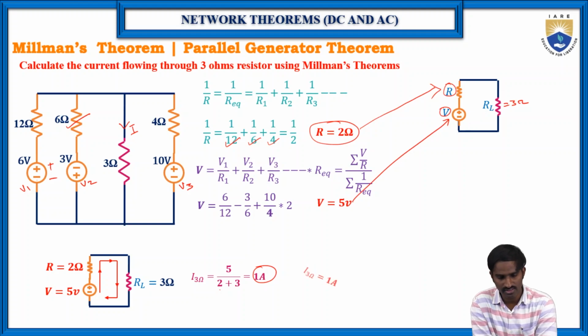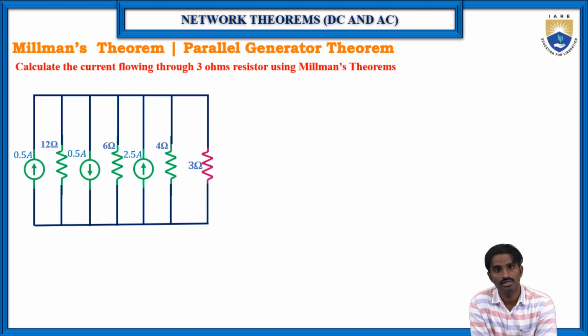So let us consider another example, which has only current sources. I mean, the current sources with their internal resistances are connected in parallel. Here also, let us find the current flowing through the 3 ohms resistor. So here we need to find the value of I.